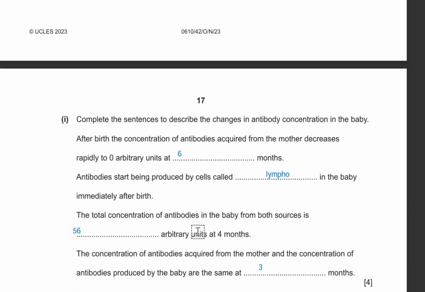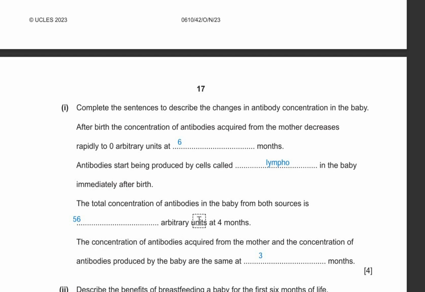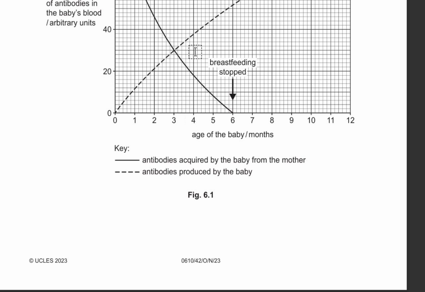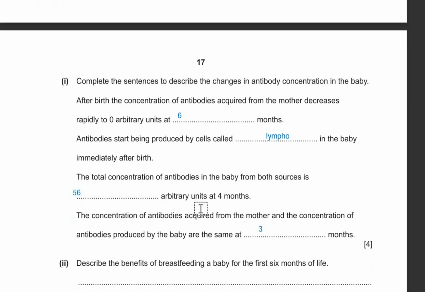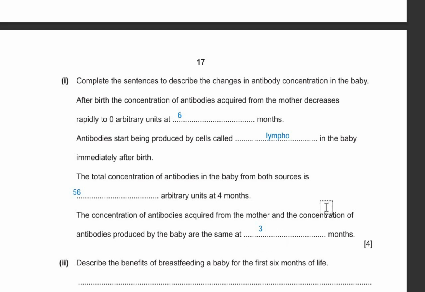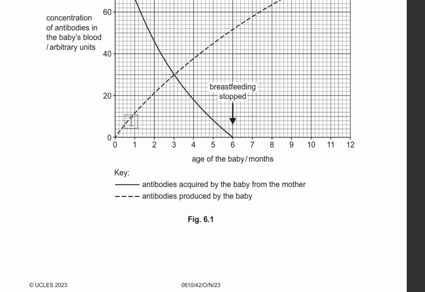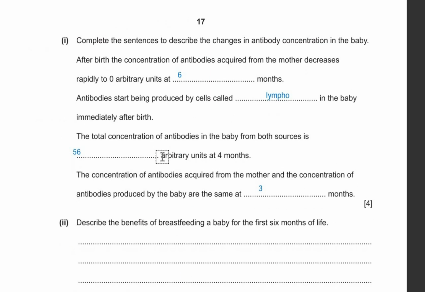Alright. Now the total concentration of antibody in the baby from both sources is 56 arbitrary units at 4 months. Because at 4 months you can see the concentration at this dotted line and the concentration at the solid line. We have to measure the concentration from the graph and then add it. Then we can see that the concentration of antibodies acquired from the mother and the concentration of antibodies produced by the baby were the same at 3 months. Same means we have to record that value in this. Both of the graph lines are intersecting each other, which is at 3 months. Alright. Now, I hope this was clear.